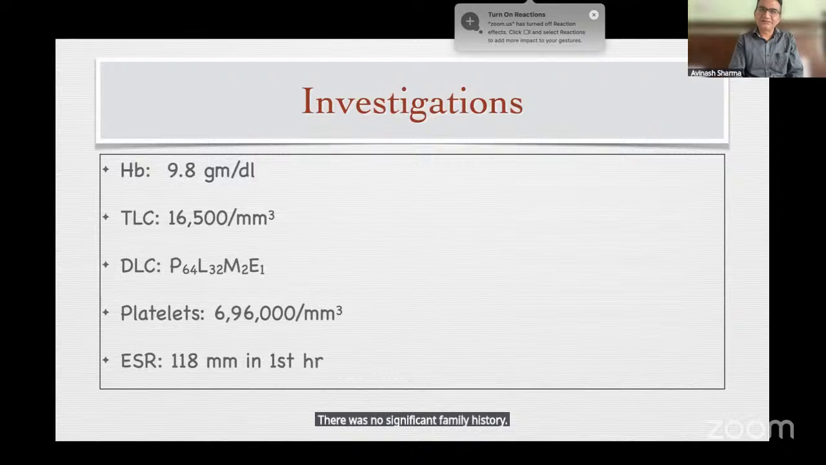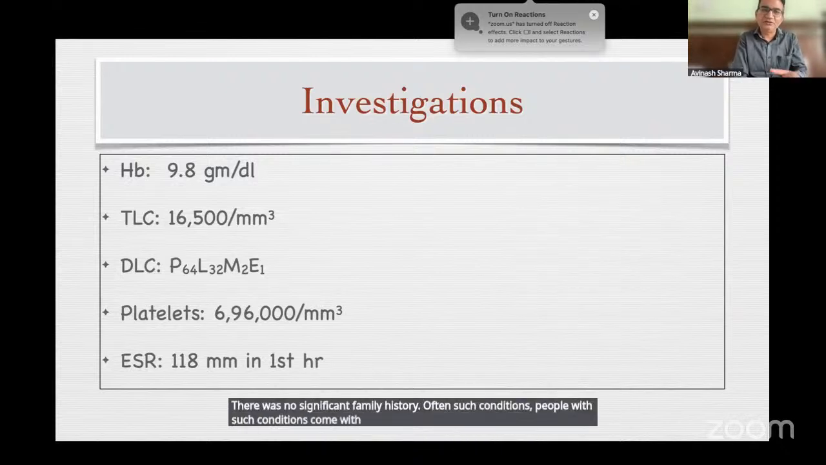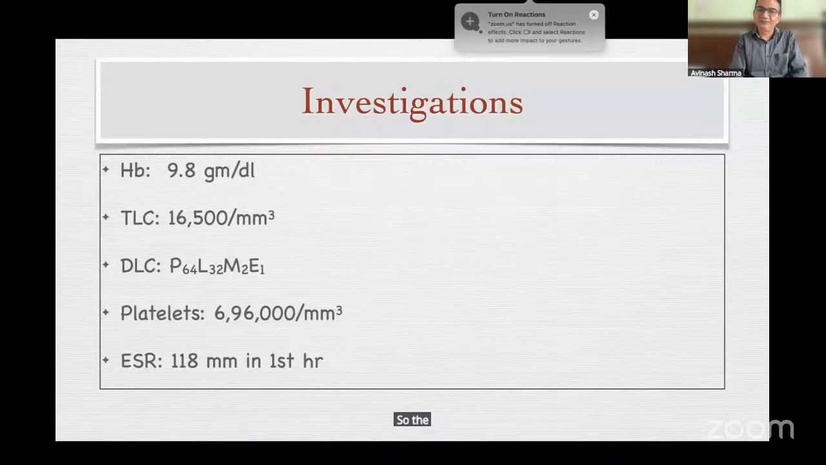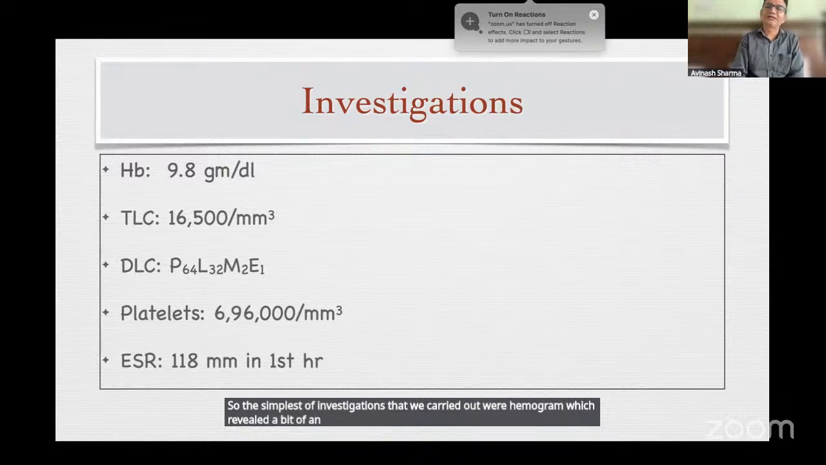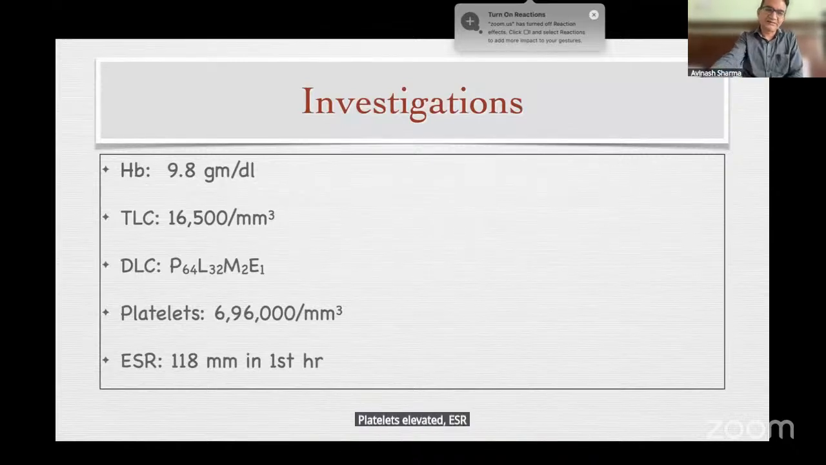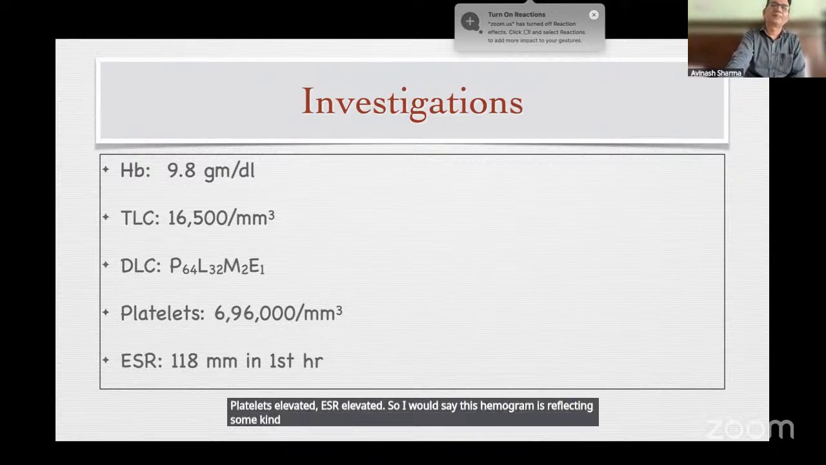Often people with such conditions come with investigations that they carry usually in suitcases, a bundle of investigations they carry. So the simplest of investigations that we carried out was a hemogram, which revealed a bit of anemia, elevated total leukocyte count, which was neutrophilic predominant, platelets elevated, ESR elevated. So I would say this hemogram is reflecting some kind of inflammation.